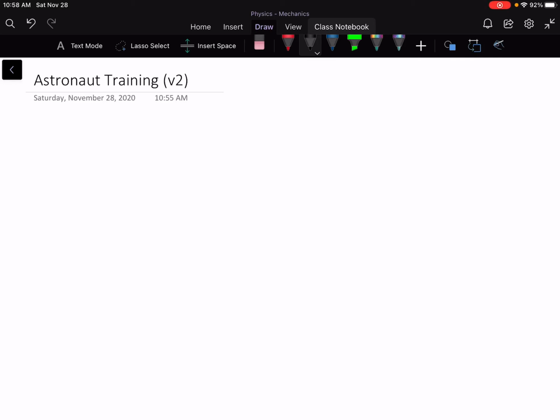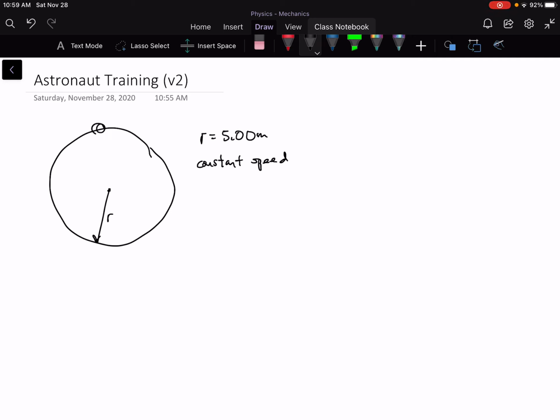Okay, this is the astronaut training problem, and it says, during training, astronauts practice experiencing high accelerations like the ones they may experience in their missions. Part of this training involves being whirled rapidly in a circle with a radius of 5 meters at a constant speed. Okay, so we've got our circle-ish, and we've got a radius that is 5 meters. And we've got constant speed for our astronaut, who is, say, there.